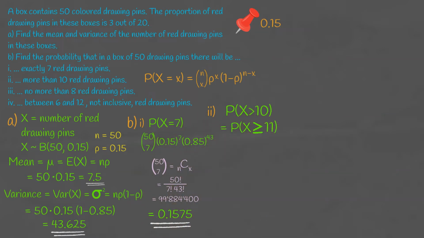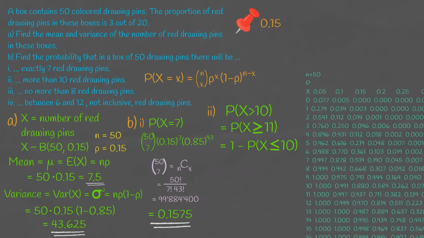To choose more than 10 red drawing pins is the same as saying more than or equal to 11 red drawing pins. And also as previously, that's the same as 1 minus the probability of x being less than or equal to 10. Now, as we can read values for less than or equal to from the cumulative tables, we'll find the tables for n equals 50, read down the column of 0.15 to get the value of the probability for less than or equal to 10, and therefore we can work out our probability as 0.12.